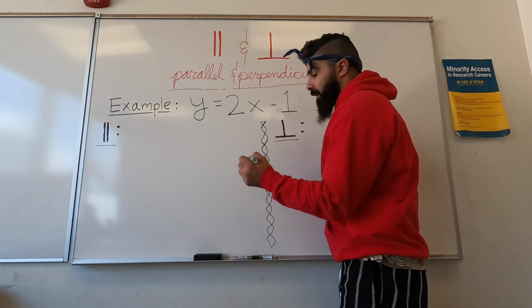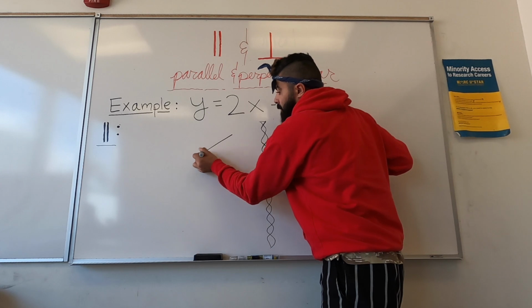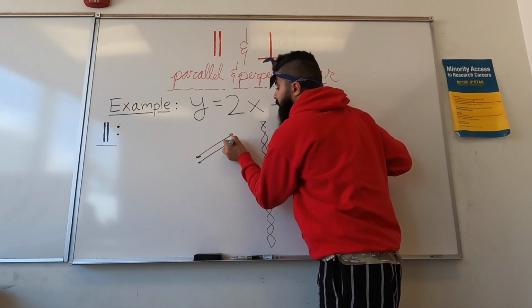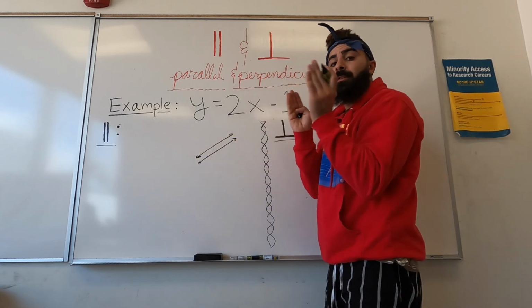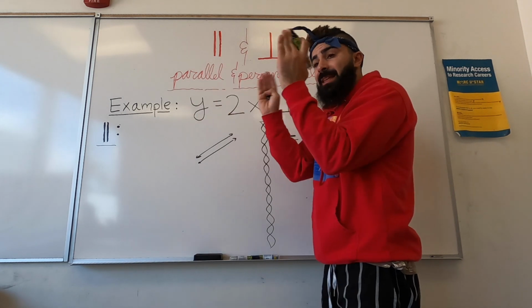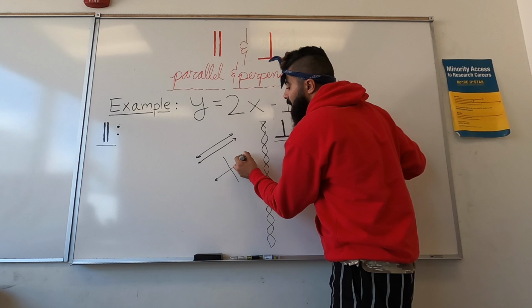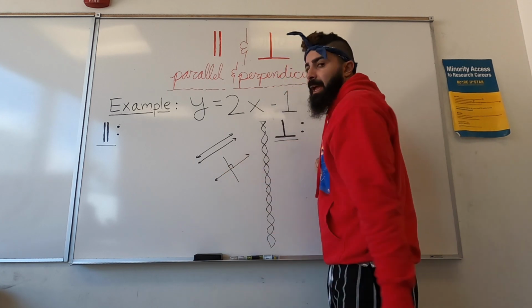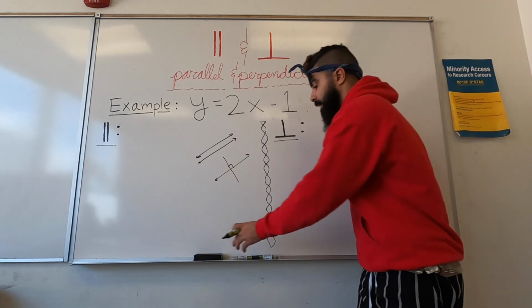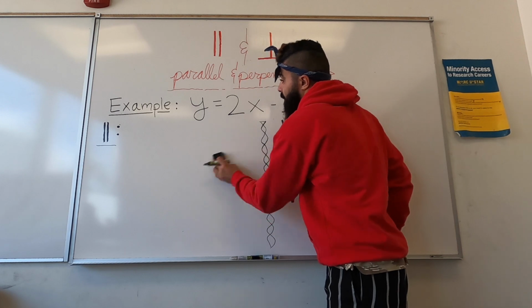So two lines are parallel if they look like this, for example. These two lines are parallel. They never cross, right? They're different lines that never cross. Two lines are perpendicular if where they cross creates a 90-degree angle, all right? So that's what it means to be parallel and perpendicular.